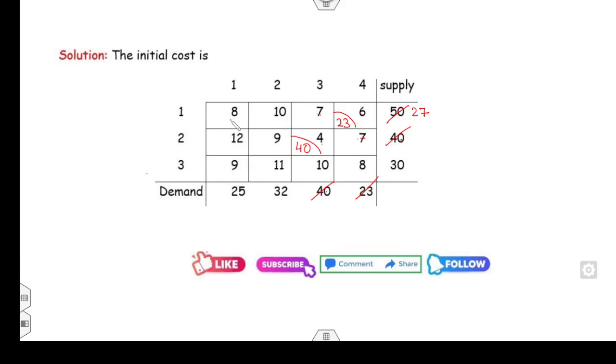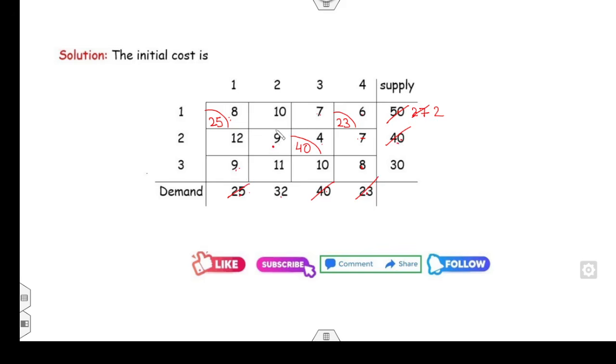Look at the next number, 8 and 8. Corresponding to this 8, there is no demand. Corresponding to this 8, 25 and 27. Minimum is 25. Remaining supply is 2. Look at the next number, 9 and 9. Corresponding to this 9, there is no demand. Corresponding to this 9 is 32, but there is no supply.